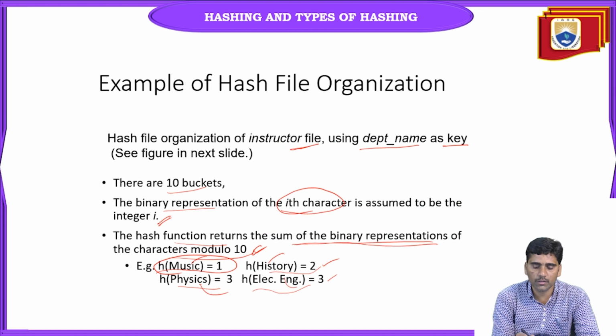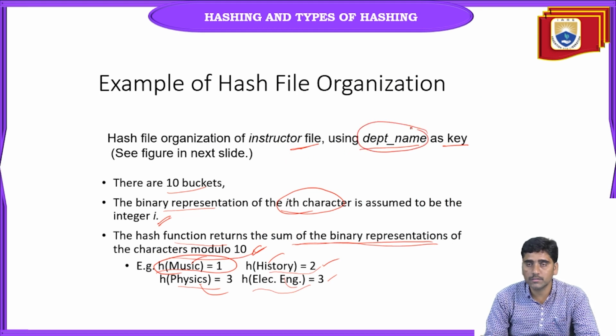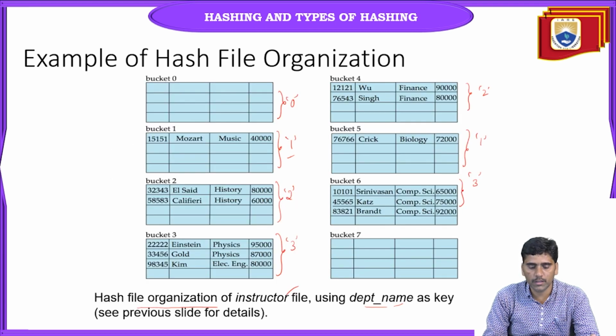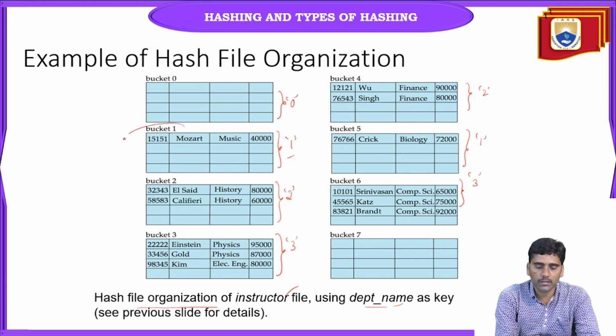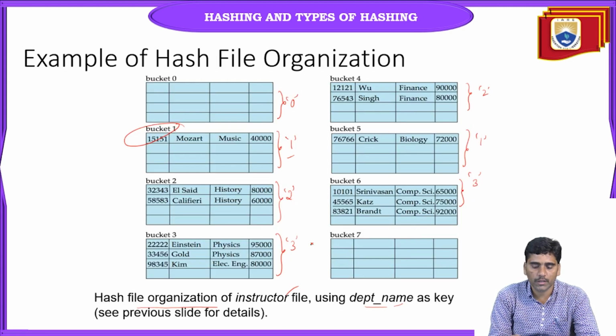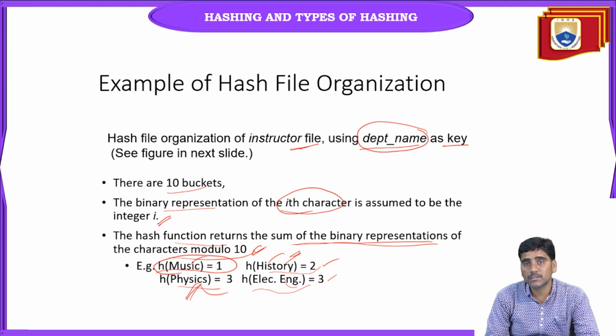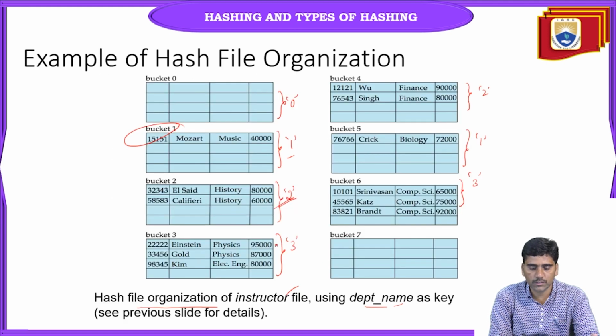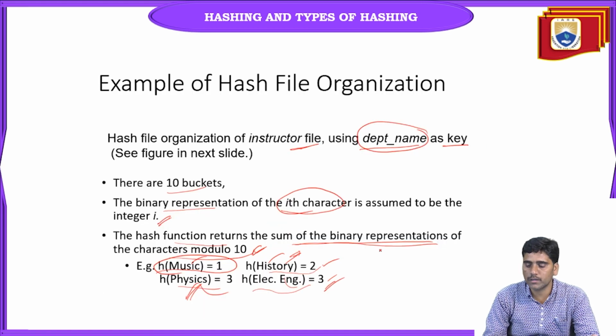So here the search key is what? Instructor department name is the search key. For that, h of music indicates what? That means the music department name is located at bucket 1. Similarly, the history record is located at bucket 2. And similarly, physics is located at bucket 3. And electrical engineering is also located at bucket 3.